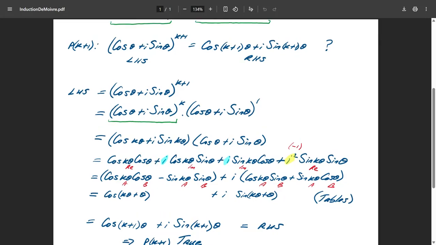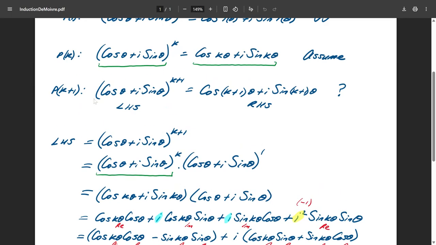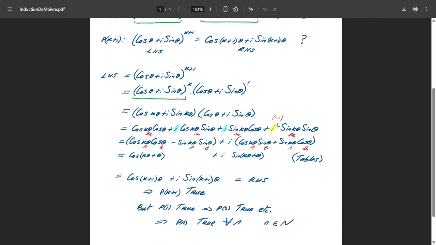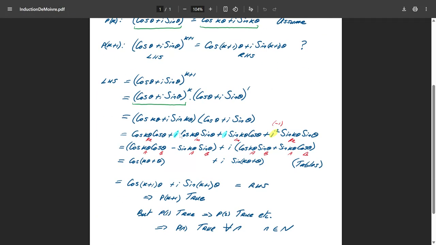So what does that tell us? Well, it tells us the proposition k plus 1 is true. We've just proved it to be true. Of course, that's built on a big assumption. The assumption that Pk is true, this one right here. So we've got to tie it all together now. So Pk plus 1 is true.